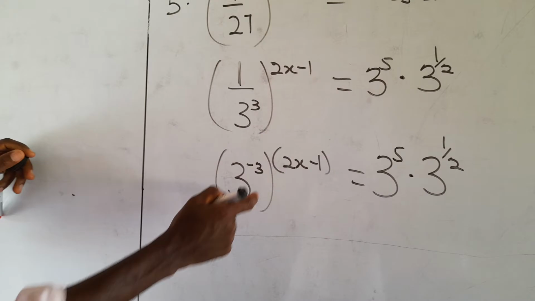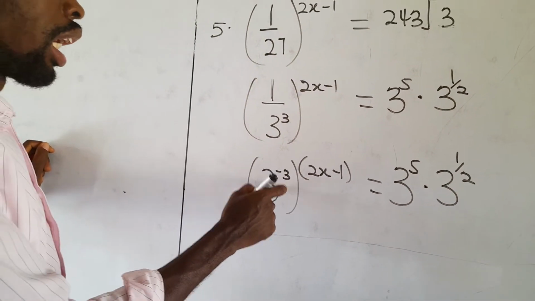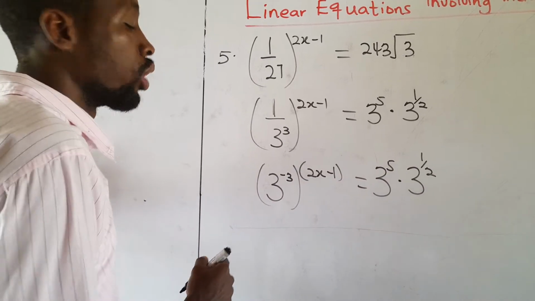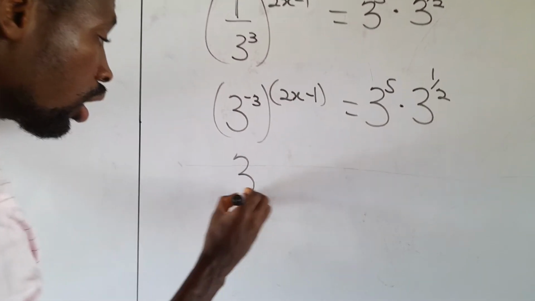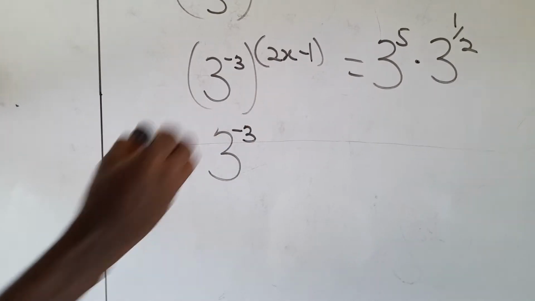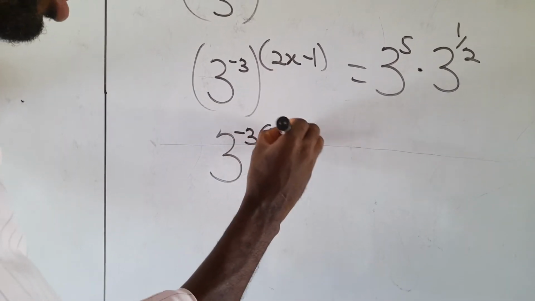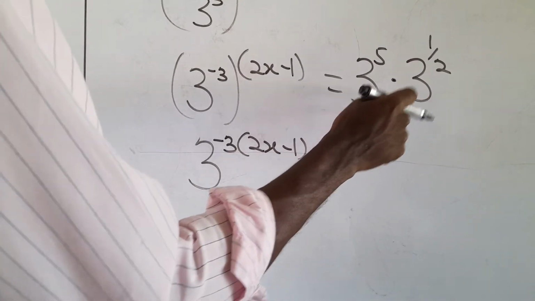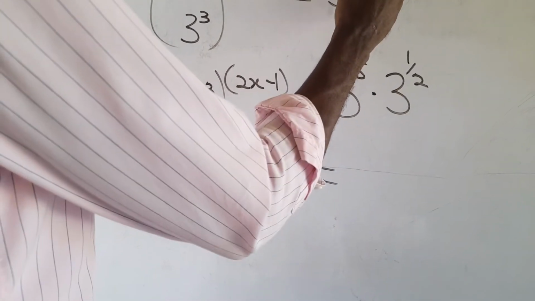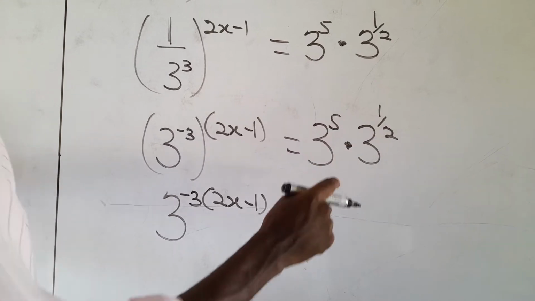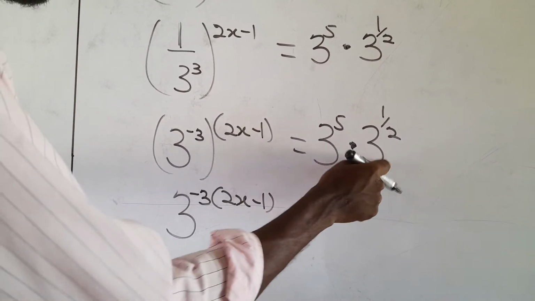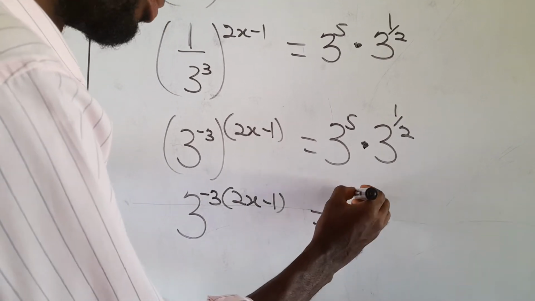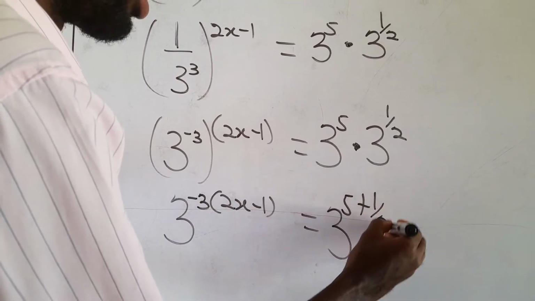Remember the third law. When we have an index being exponented again, we repeat the base and multiply the exponents. So this will be 3 exponent negative 3 times 2x minus 1, and to be equal to. Also, when two indices are multiplying, the dot means multiplication, with the same base, we add the exponents by repeating one of the base. We have 3 exponent 5 plus half.